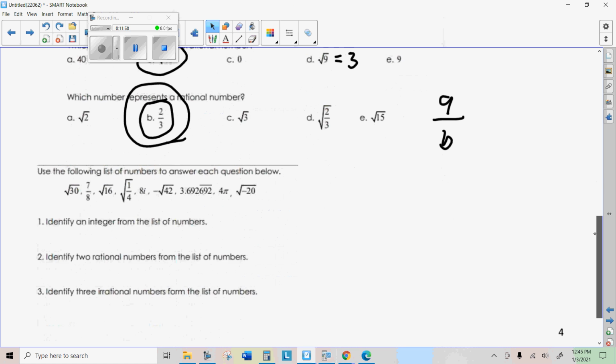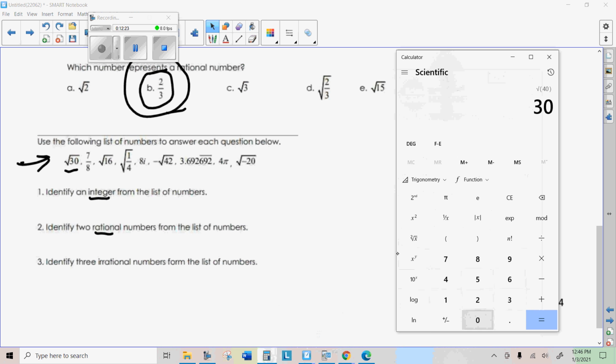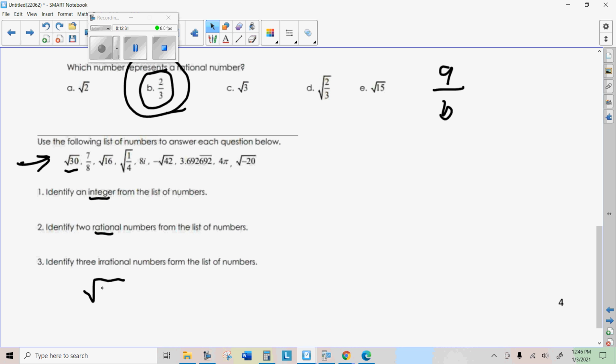Okay, so using these numbers, go ahead and put any on there that fit this description. The first one is an integer. Find the two rational numbers from the list and identify 3 irrational numbers. What I would do is have your calculator handy, because you're going to want to do the square root of 30, and that'll help you decide that it goes down here with the irrational numbers. All right, so go ahead and list them where they go.